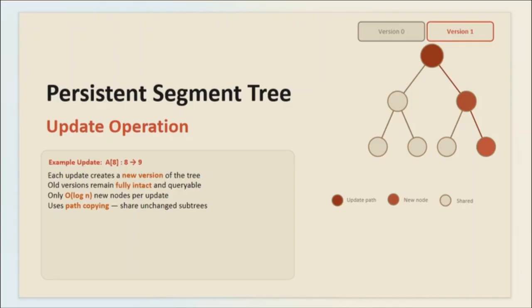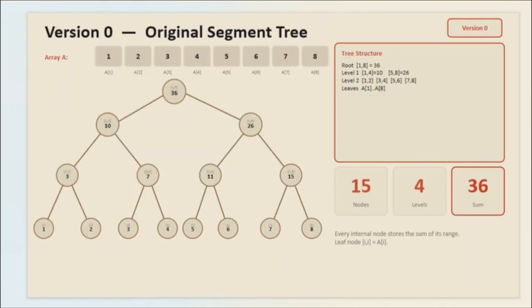2024831049. So here I'm discussing the update operation of persistent segment tree. Here we are using a special technique called path copying. Now we are taking an 8 sized array and then we are converting it into a segment tree.